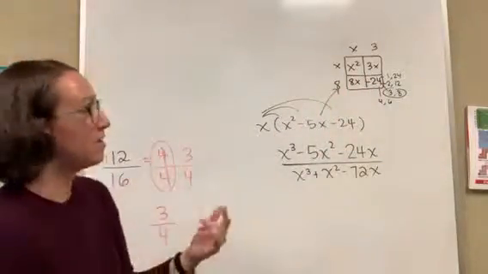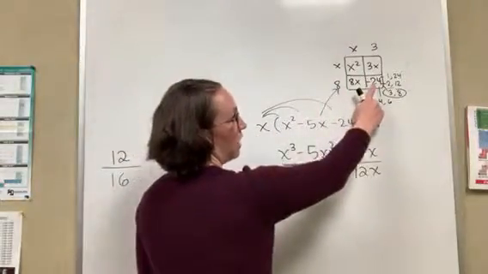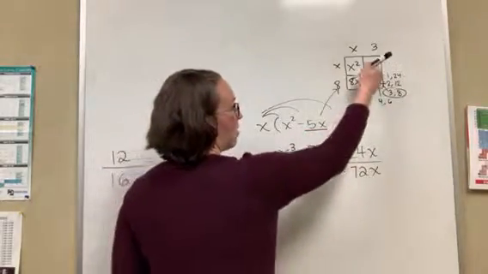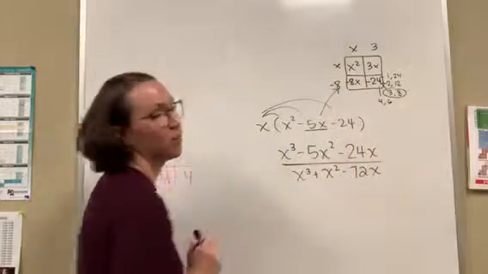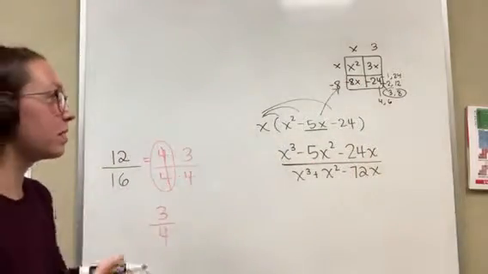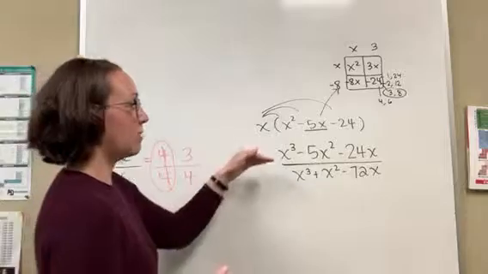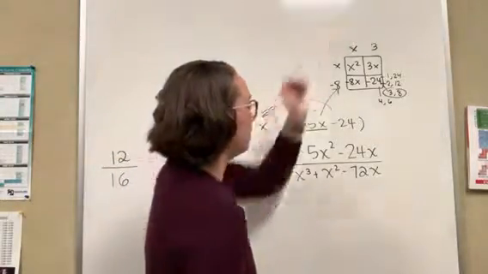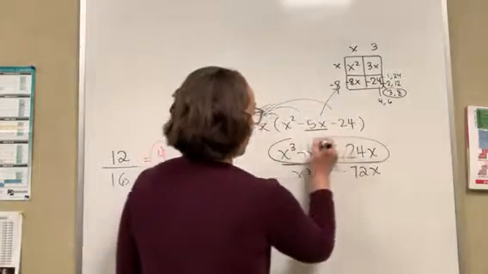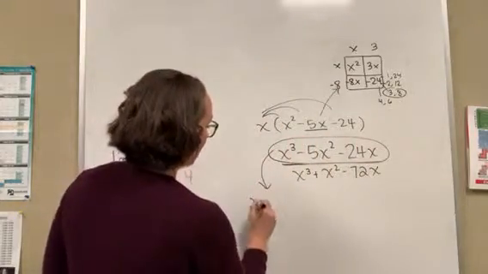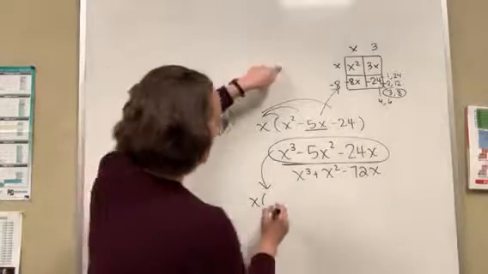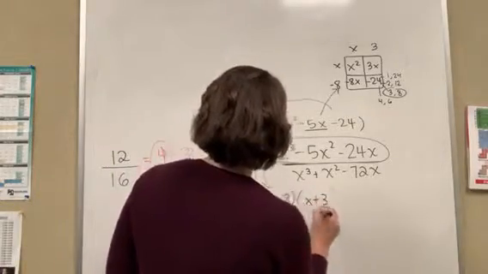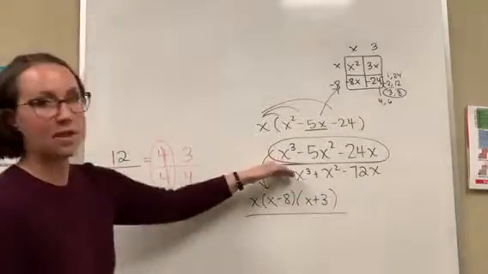But I know one of them has to be negative in order to multiply to a negative 24. If I'm trying to get negative 5x, I want it to be 3 minus 8. So it's that 8 that's negative. So what we're going to do is rewrite this expression as x minus 8 times x plus 3. So this whole thing can be rewritten as x from this one right here times x minus 8 times x plus 3.